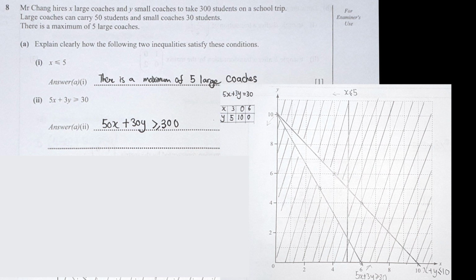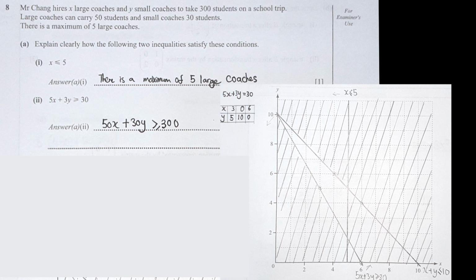I set down a couple of points. When X is 0, Y is 10. When Y is 0, X is 10. I draw a solid line over there and I label it as less than, so it's towards the bottom left hand corner. But for the next one, 5X plus 3Y more than or equal to 30.